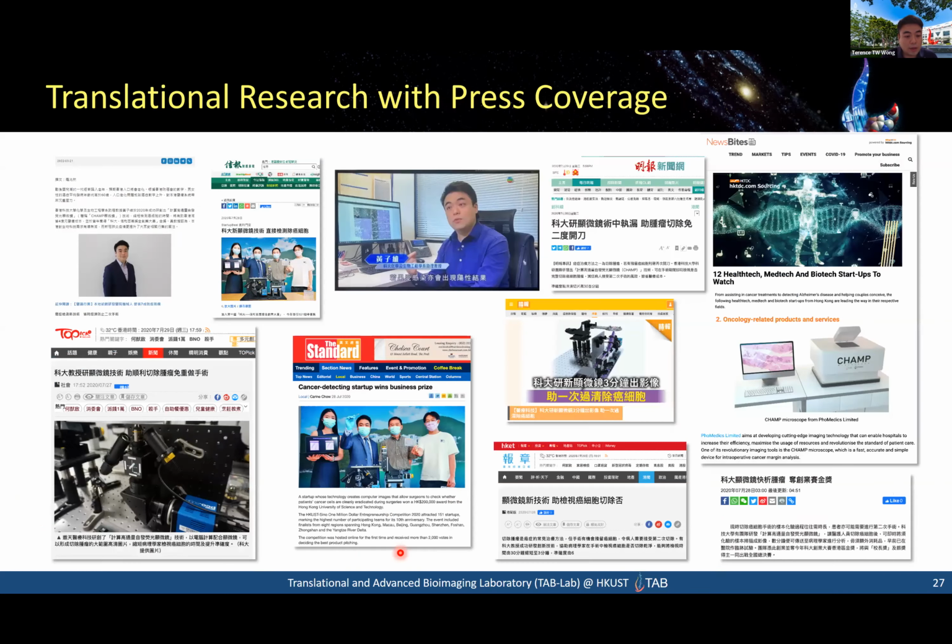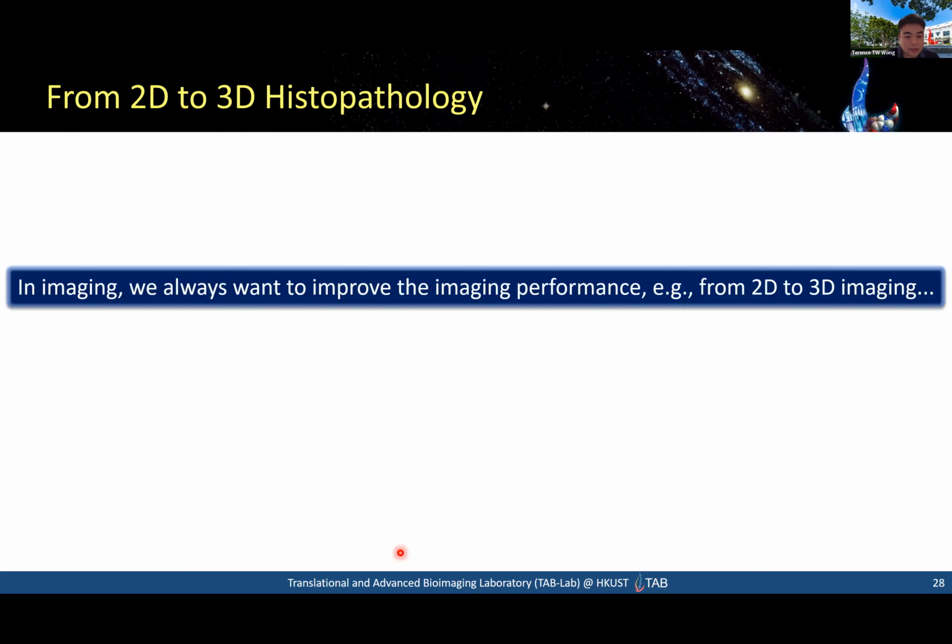Right, so indeed, we do have quite a lot of press coverage regarding this work. We are so fortunate to have had different interviews by the press, by different newspapers and journals, to talk about this work. So that's enough for 2D histopathology, I guess.